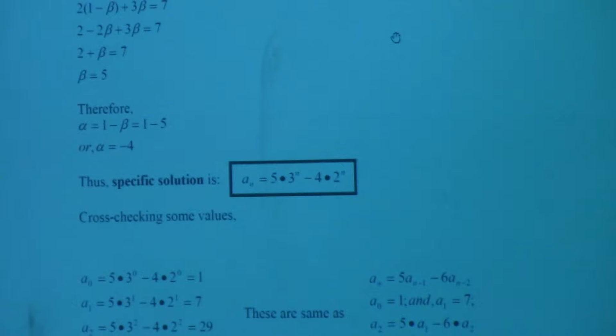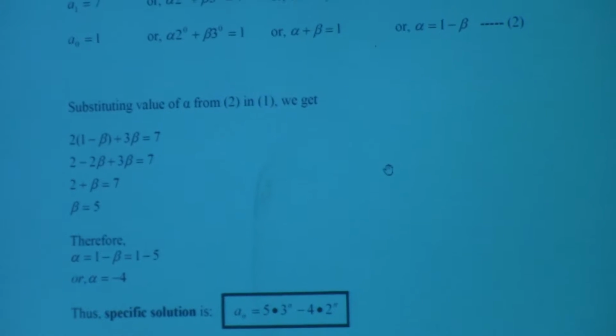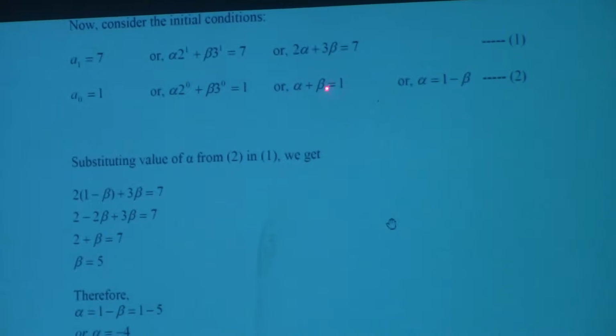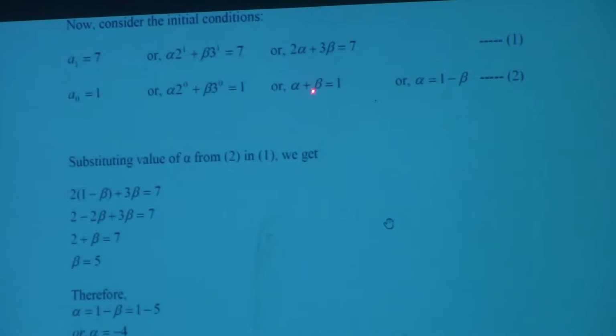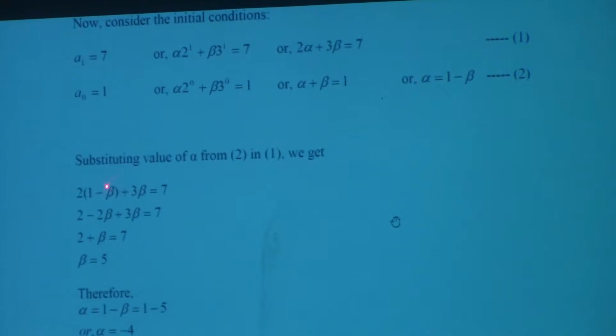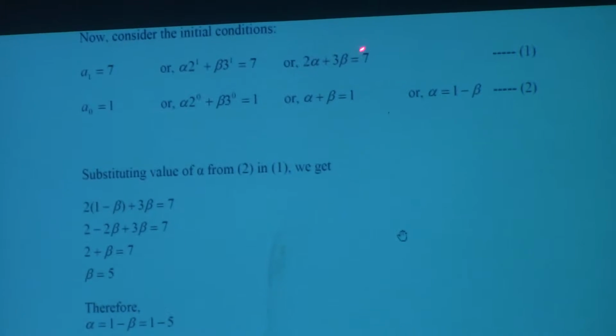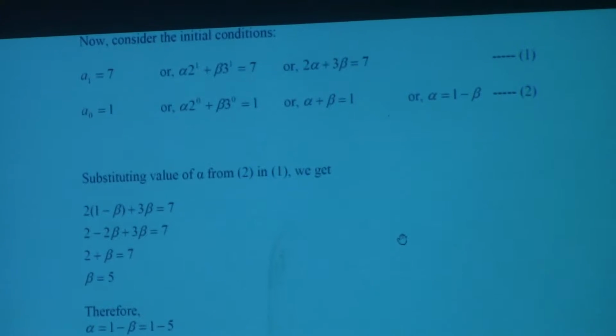So we have a1 is equal to 7, so we say 7 is equal to 2 alpha plus 3 beta, as we just talked about. And using a0 is equal to 1, we get 1 is equal to alpha plus beta. So I can do a few things. One of the simplest things to do in this case, I can simply make a substitution. Since alpha plus beta is 1, then alpha is equal to 1 minus beta. Since alpha is equal to 1 minus beta, I can substitute alpha with 1 minus beta right here. So it's 2 times 1 minus beta, plus 3 beta is equal to 7, beta is equal to 5.